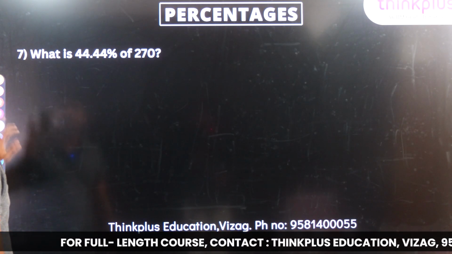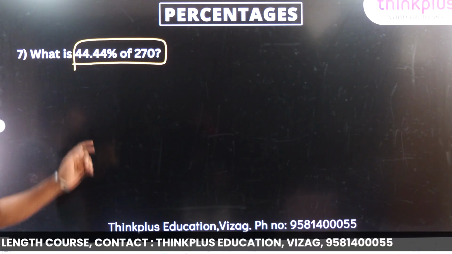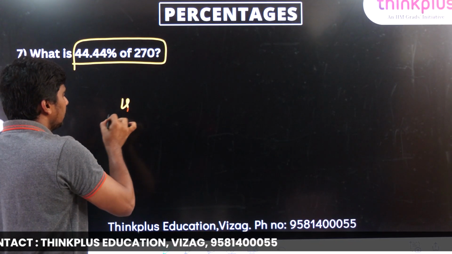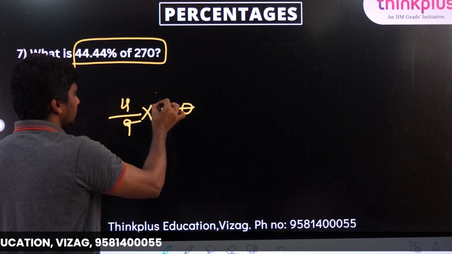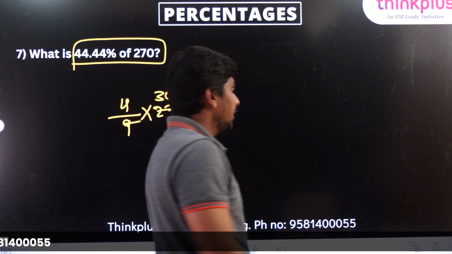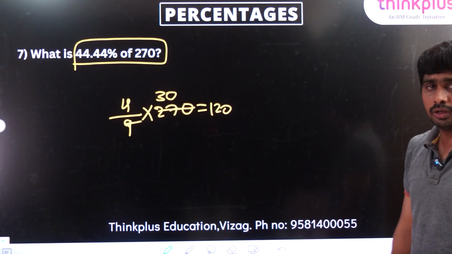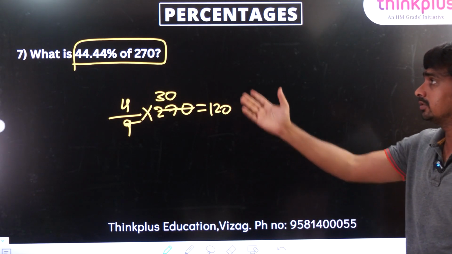Okay, here one more question is given. 44.44% of 270. Pause the screen and answer this question. 44.44 is nothing but 4 by 9. Of means into 270. So 9. The answer is 120. Again, I'm telling you what is stopping you: the basic percentage of 1 by 1 to 1 by 15. 1 by 9 means 11.11, or 2 by 9 means 22.22. If you know all these things, this question will become easy.